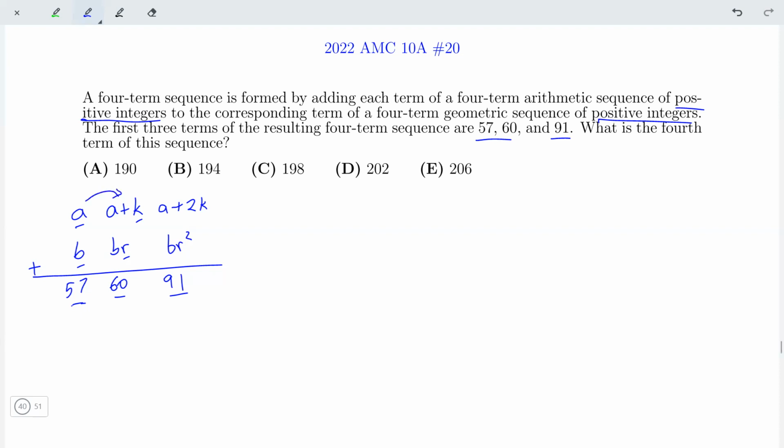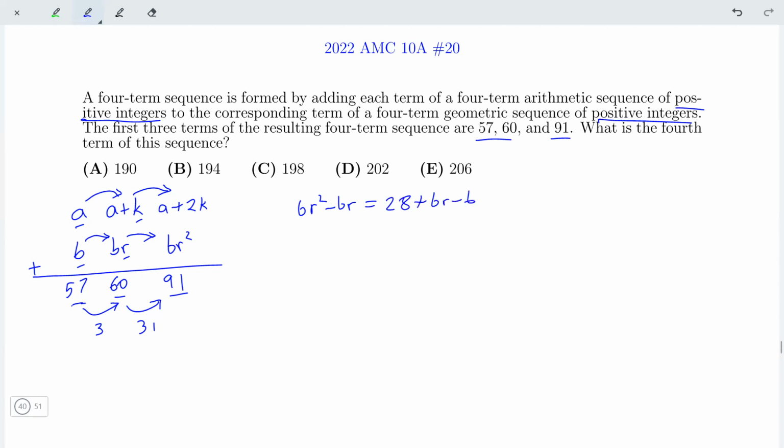Going from the first and second terms, the gaps for the arithmetic sequence are always the same, right? But for the sums, the first gap is 3. For the second one, it's 31, right? So it's not the same. It increased by 28. And that should be because of this. The gaps in the geometric sequence are not the same, right? So the second gap here is 28 more than the first gap.